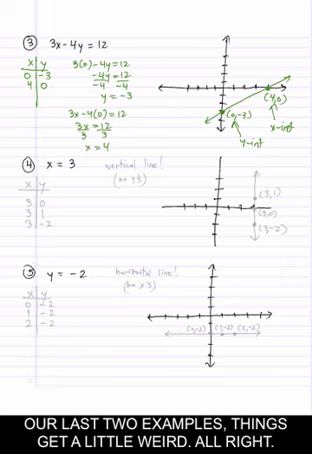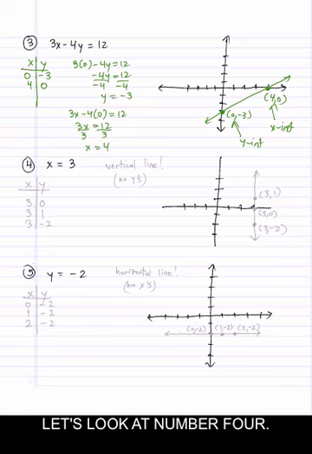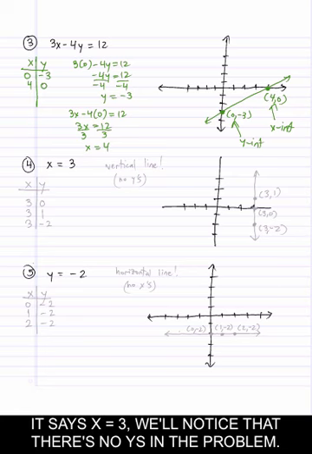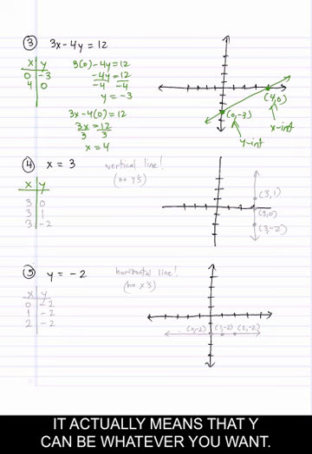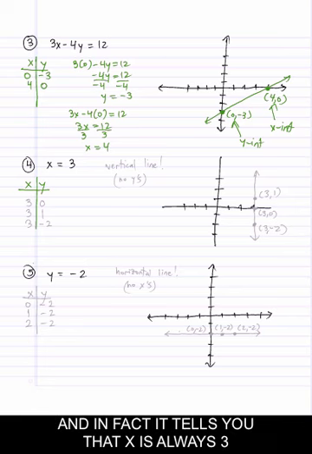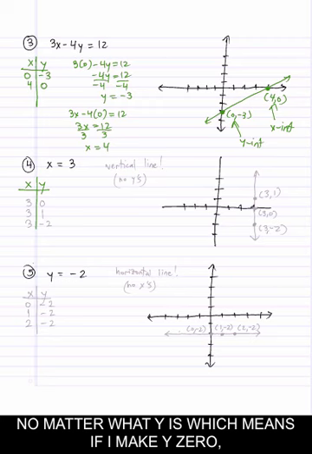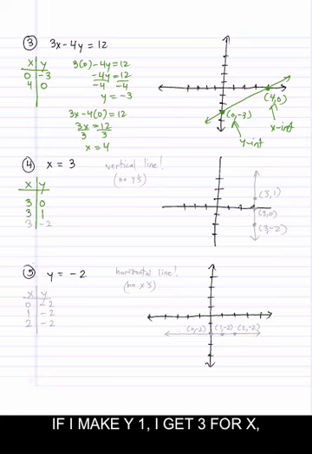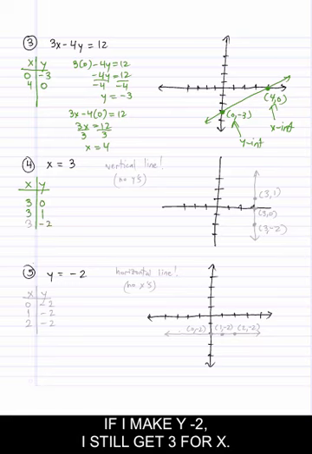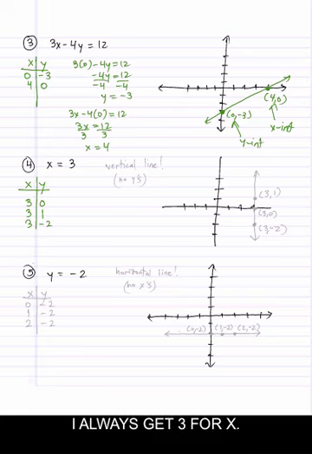For our last two examples, things get a little weird, right? Let's look at number 4. It says x equals 3. Well, notice that there's no y's in the problem. Now, that doesn't mean that y is not there. It actually means that y can be whatever you want. And in fact, it tells you that x is always 3 no matter what y is. Which means if I make y 0, I get 3 for x. If I make y 1, I get 3 for x. If I make y negative 2, I still get 3 for x. I always get 3 for x.